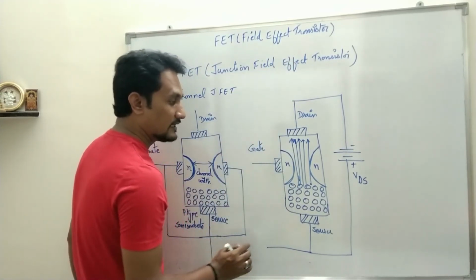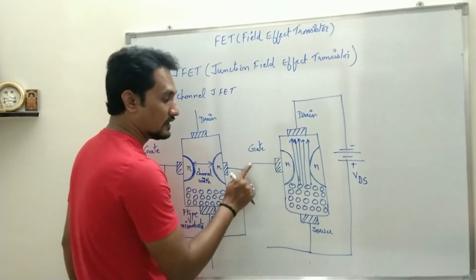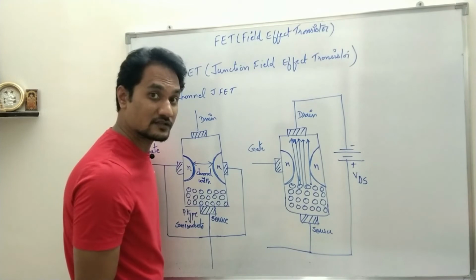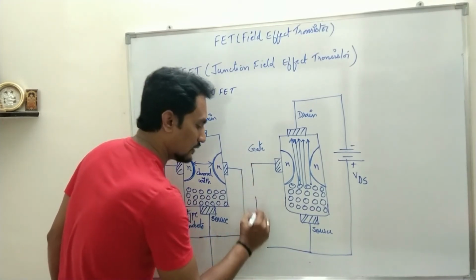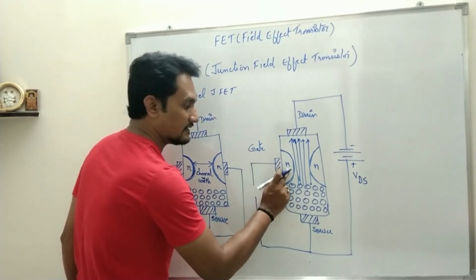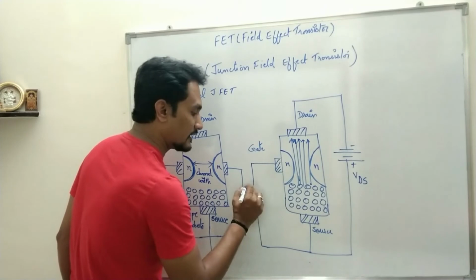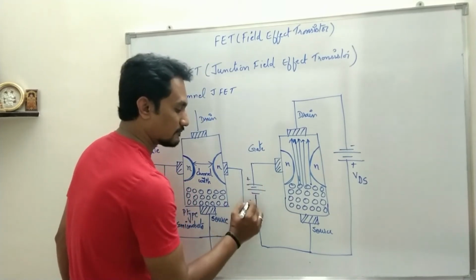So every time the current has to be controlled, the gate to source terminal has to be reverse biased. See how it has to be done. Source is P region, gate is N region. Reverse bias means N should be connected to positive and P should be connected to negative. So this is plus, this is minus.